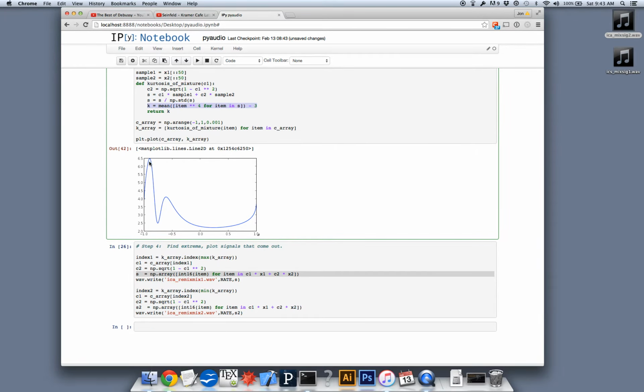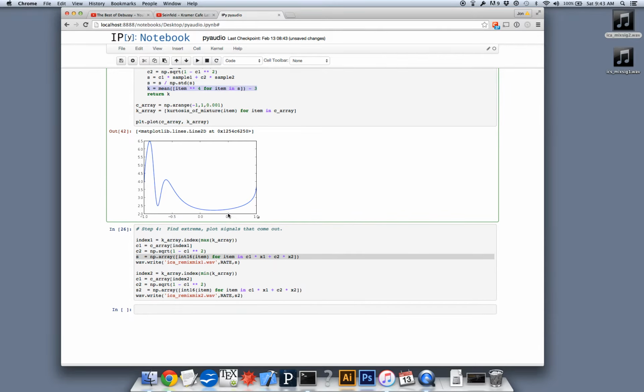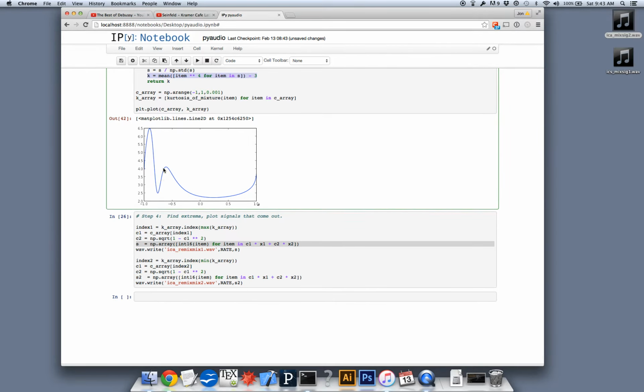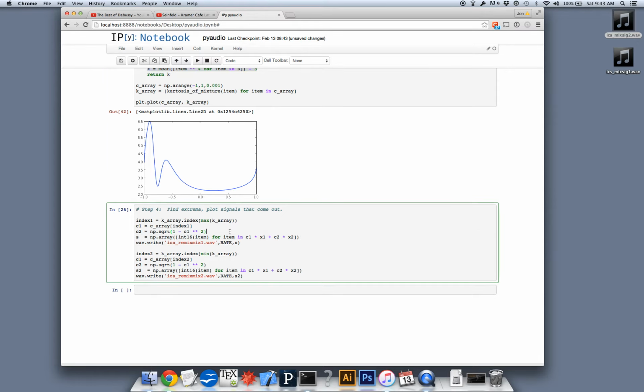Kurtosis is a measure of non-Gaussianness, so if we plug in the value that gave us the maximum kurtosis, we're hoping that that will be one of the pure signals. We're also going to try the minimum, but what you'll see here is that there are two other extrema. What I've found playing with this is that often one of the pure signals is along the max or min, but one of the other pure signals is usually along one of these others. I think it may be the other maximum in general, but I'm not sure. So maybe one of you can take a look at that for me.